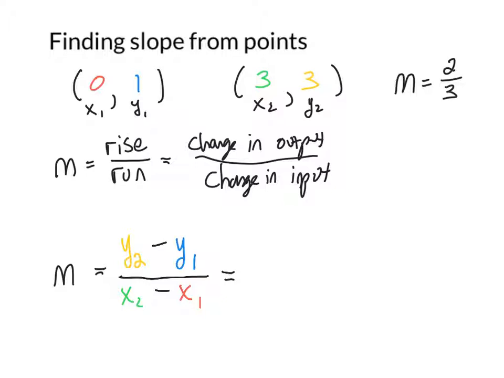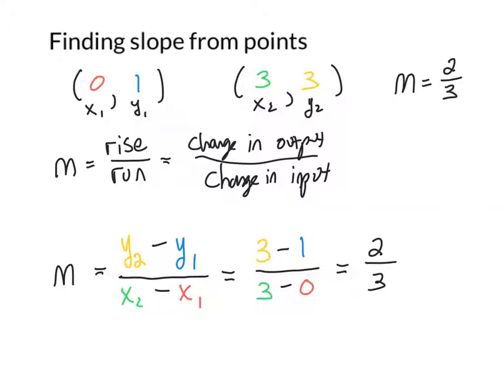So let's go ahead and plug in our values and see what we get. So y2 here was 3 minus y1, which was 1, all divided by x2, which was 3, minus x1, which was 0. Okay, so 3 minus 1 is 2, and 3 minus 0 is 3, which gives me a slope of 2/3, which is exactly what I was expecting. So what I have here, 2/3, matched what I got graphically, was 2/3.